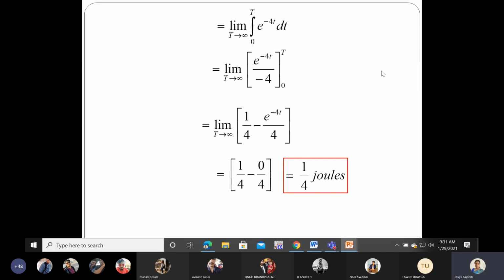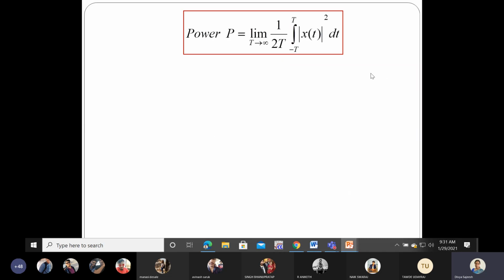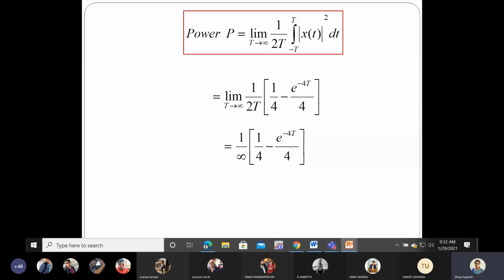Now let us verify the power in the signal also. Power P is equal to limit T tends to infinity, 1 upon 2T, integral of x of t squared. Here also I can apply the limits 0 to T. After integrating, you are getting 1 by 4 into e raised to minus 4T by 4. Now let us put T tends to infinity. 1 upon 2T, that is 1 upon infinity, will be 0. So the power in the signal is 0.